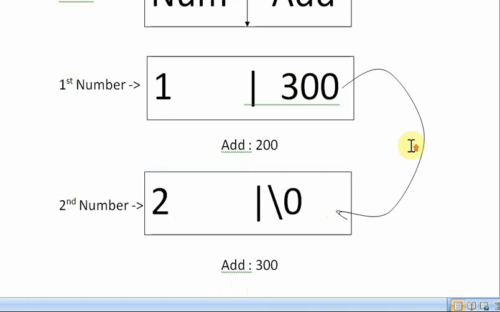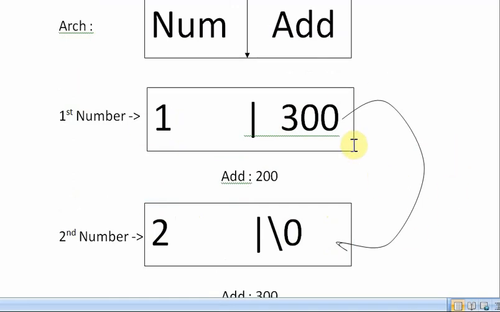This is our linked list. How is it connected? It is connected through addresses. With the first number, we have stored the address of the second number. This is the basic architecture and concept of the linked list.